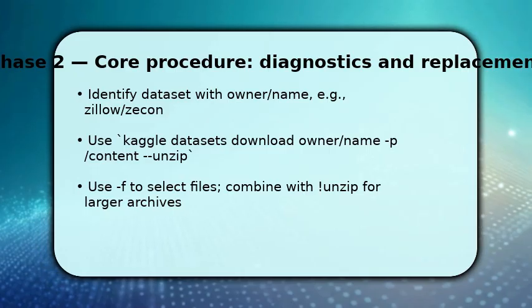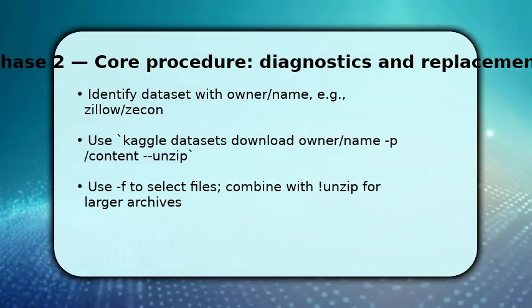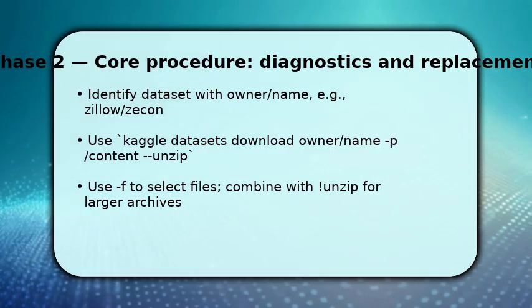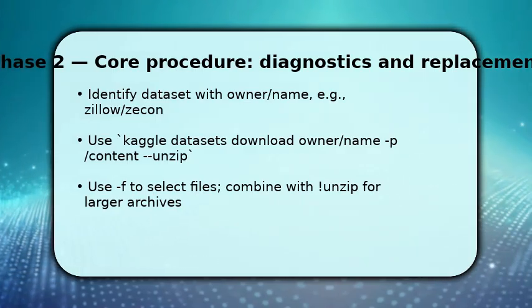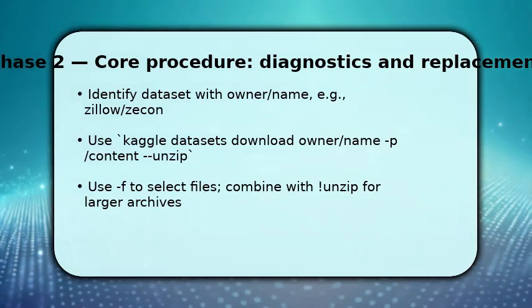You can use -f to pull specific files when archives are large. If you prefer, download first then unzip manually. This gives you control over disk usage and lets you preview contents before loading into memory.